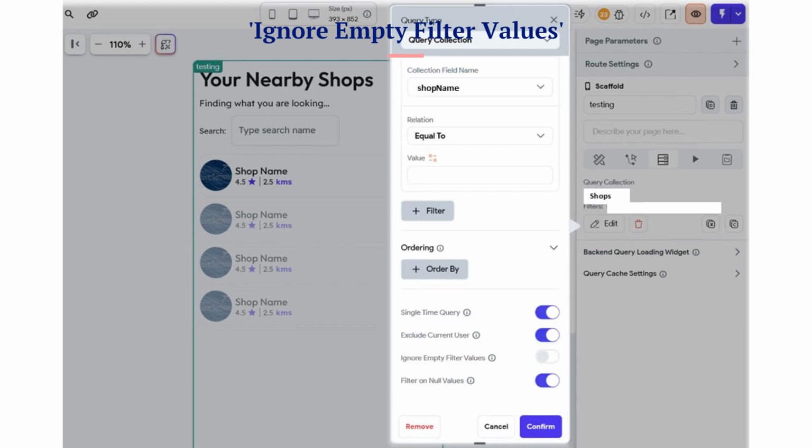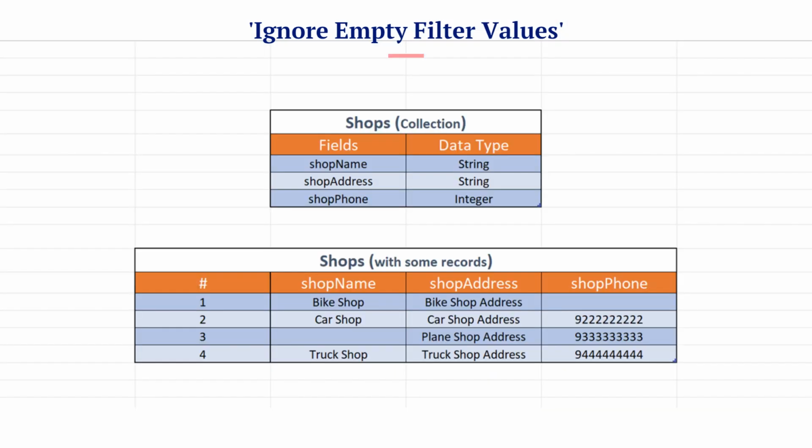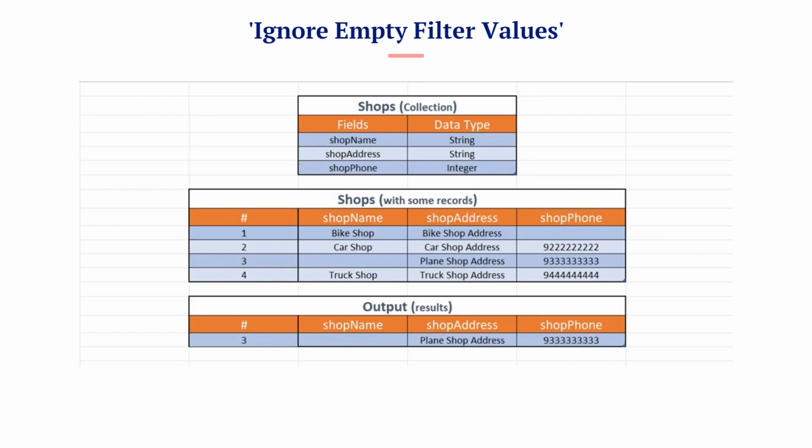By default, if you don't check the Ignore Empty Filter Values option, the query will search for shops where shop name is empty. In other words, it will try to find shops where the shop name field has no value at all. The query might return shops that have an empty shop name, if such records exist.